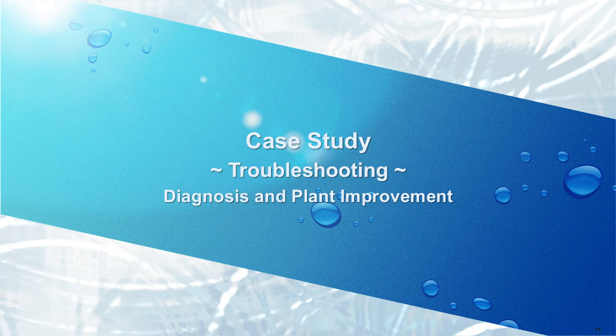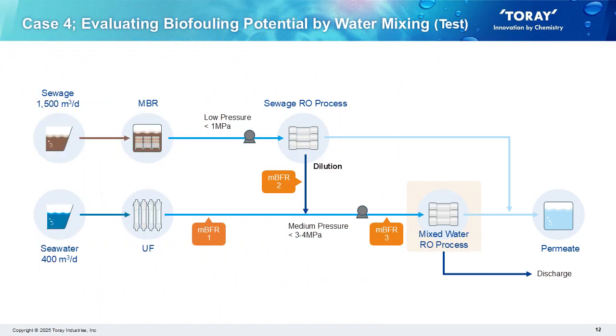Case study of troubleshooting for diagnosis and plant improvement. Case 4. Evaluating biofouling potential by water mixing. This study aimed to reduce the salinity of seawater by mixing it with treated wastewater, thereby making the RO operation of the mixed water more energy efficient.